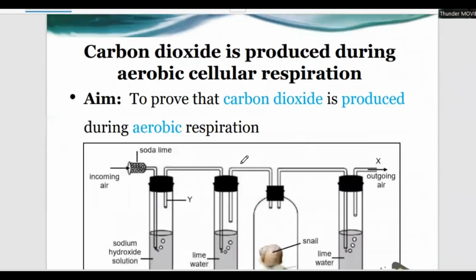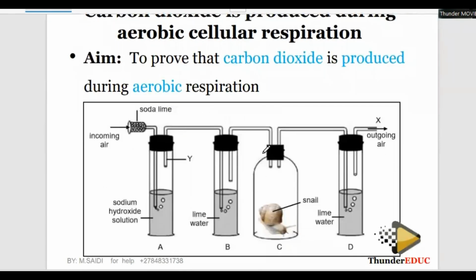Our next topic is the carbon dioxide production during aerobic respiration experiment. We like to ask this in exam, and we also like to ask this during practical work.